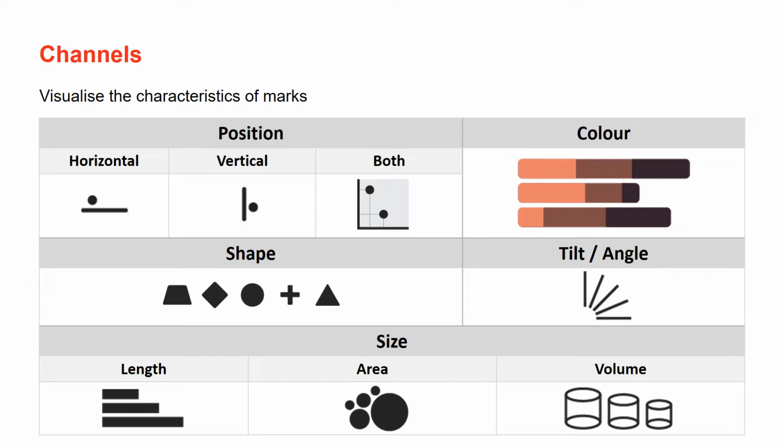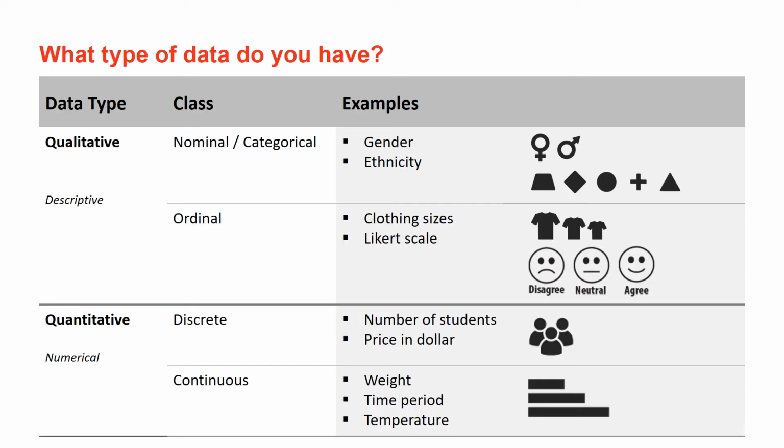Other channel options include color, tilt or angle, and size. We will look at the properties of these channels in a second. Before we do so, we need to have a solid understanding of the different data types that exist. There are two main types of data: qualitative and quantitative data.